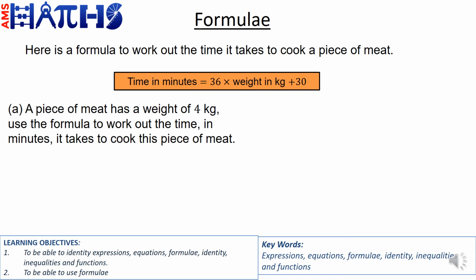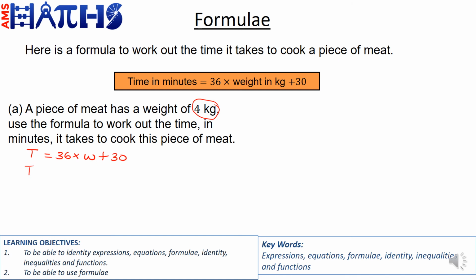So part A says a piece of meat has a weight of 4 kg, and we should use the formula to work out the time in minutes that it would take to cook the piece of meat. So just to write my formula below, I'm going to use some letters for short, which is no problem. Time in minutes, I'm just going to use T for that, is equal to 36 multiplied by the weight of the meat, which I'm going to use W for that, and then add 30. Now the weight of the meat is 4 kg, so I'm going to substitute that to find out the time it will take.